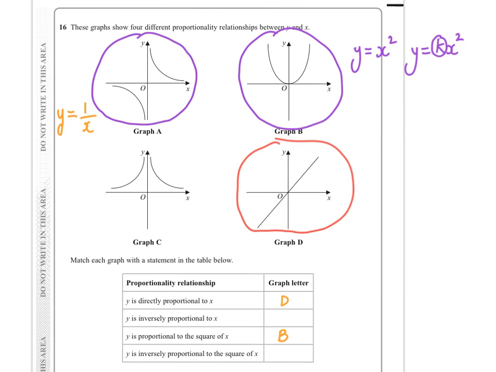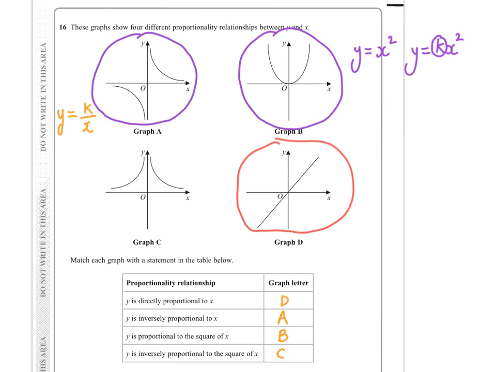This may or may not be 1 over x, but it's of the family k over x, where k is some value. Now, what I would say here is this is not a direct relationship, because as one gets bigger, the other gets smaller. So it's an inverse relationship, and I would say y is inversely proportional to x. And we've got that here. Y is inversely proportional to x. So that will be graph A.